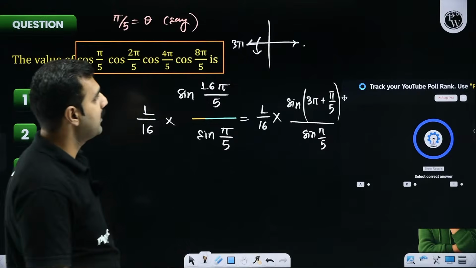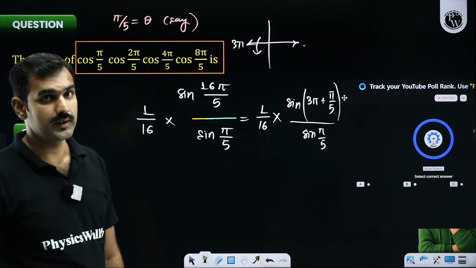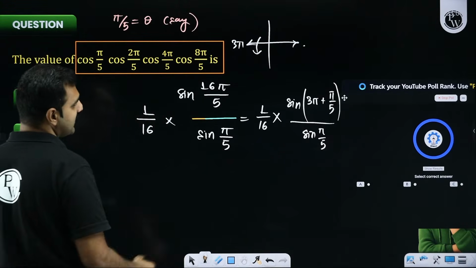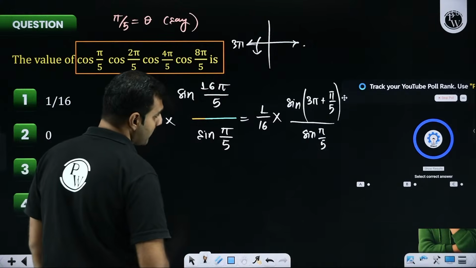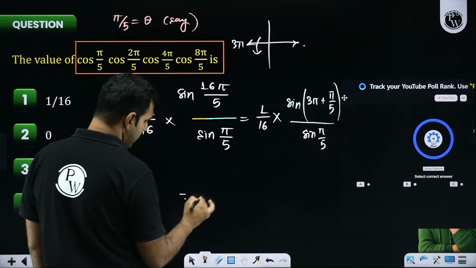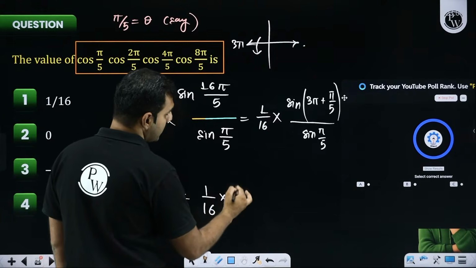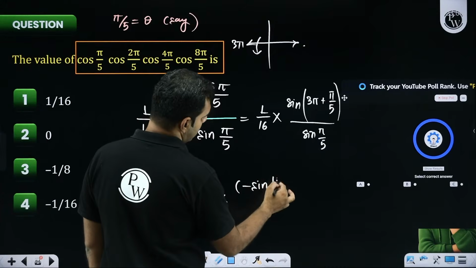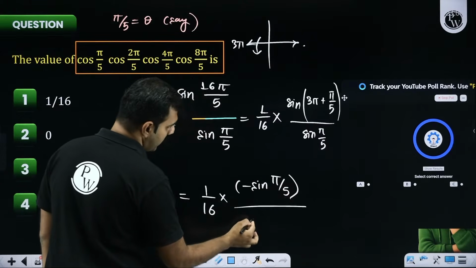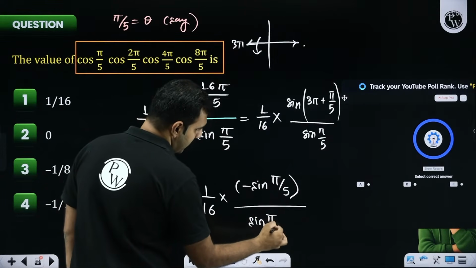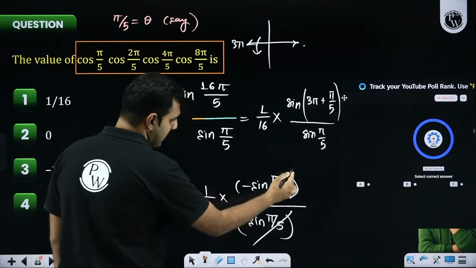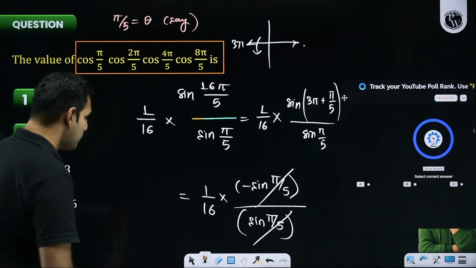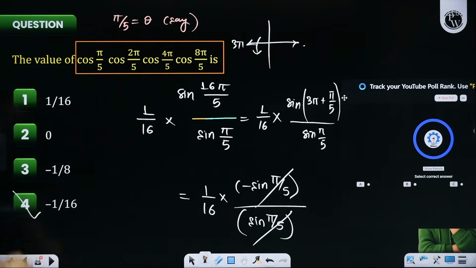So 3 pi plus something will push you into the third quadrant. In the third quadrant, sine is negative. I hope you know that, because only the first and second quadrants are positive for sine. So it will be 1 by 16 times minus sin pi by 5, whole divided by sin pi by 5. Correct me if I'm wrong. So this and this cancel, and you're left with minus 1. Minus 1 into 1 by 16 is minus 1 by 16.